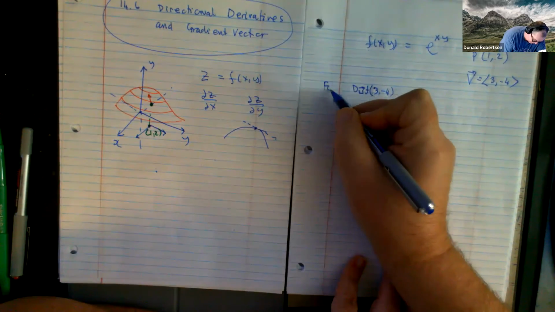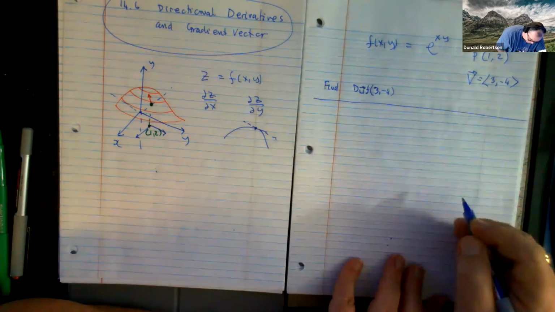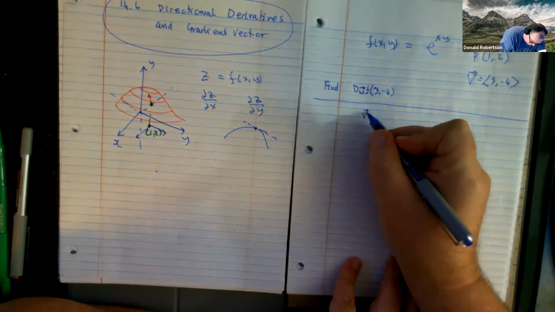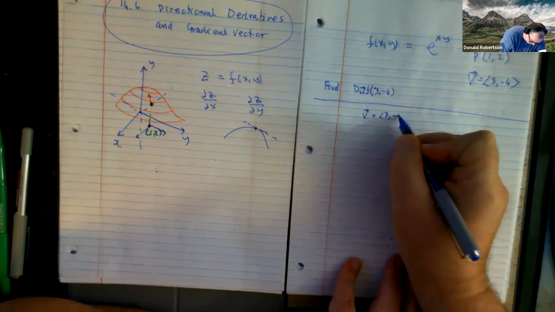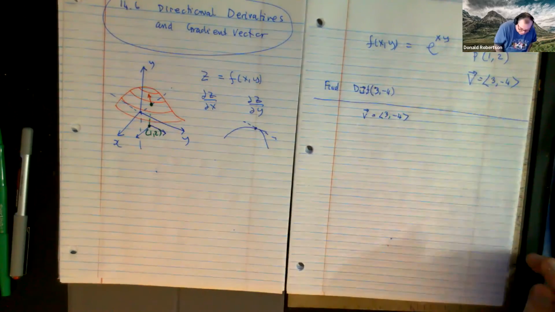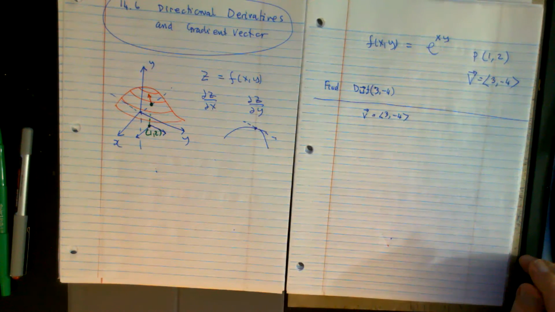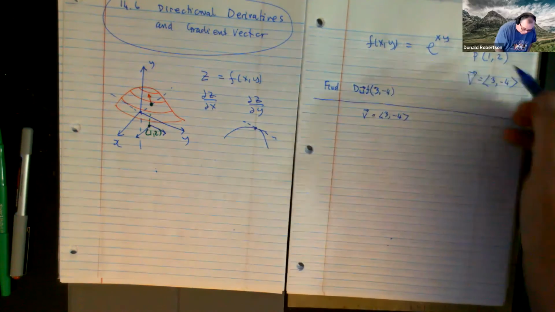That's what we're being asked to find. Let's find all the pieces. Yes, 3, negative 4 is the vector, correct. And P is the point.